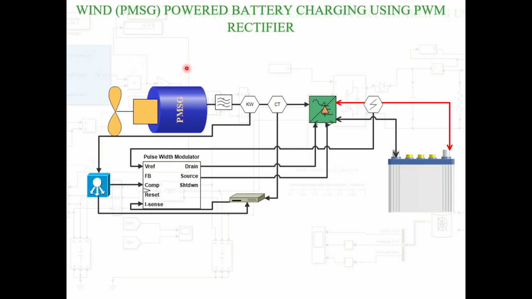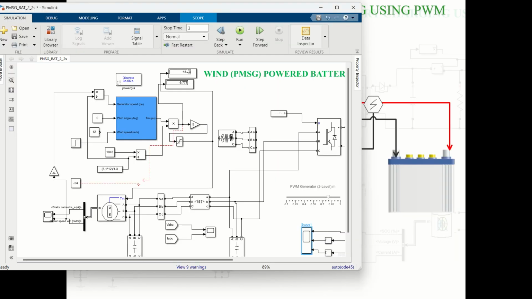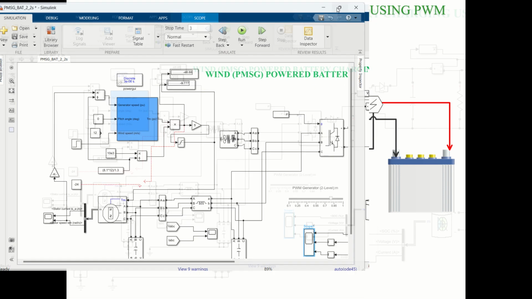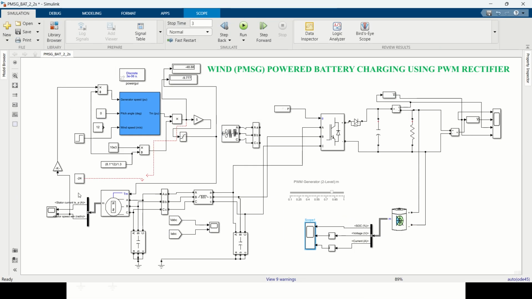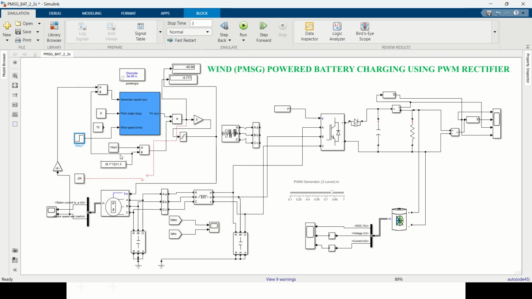Okay, now we are going to the MATLAB file for getting this information. Right, this is the wind turbine block. Here is the wind turbine. Here we give the input as a step at time 1, from 8 meters per second to 12 meters per second, and we obtain a 10 to 12 kilowatt wind turbine.